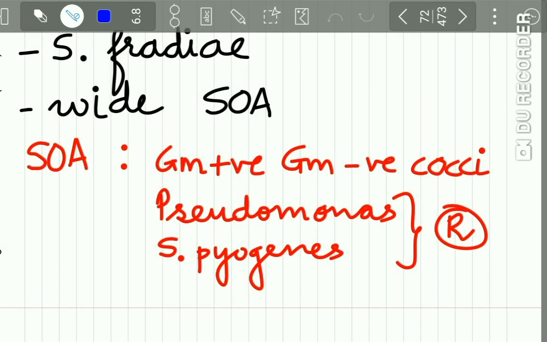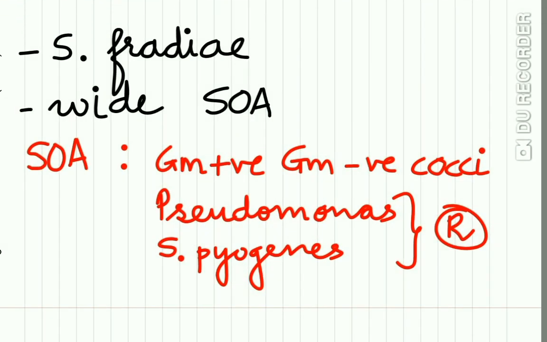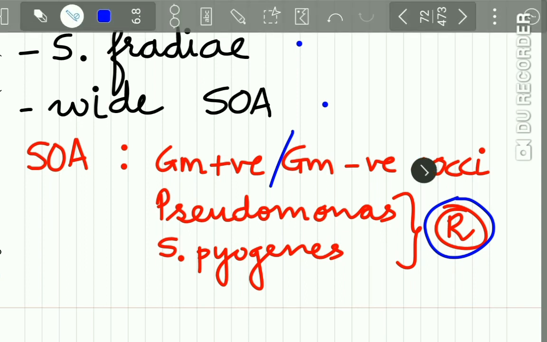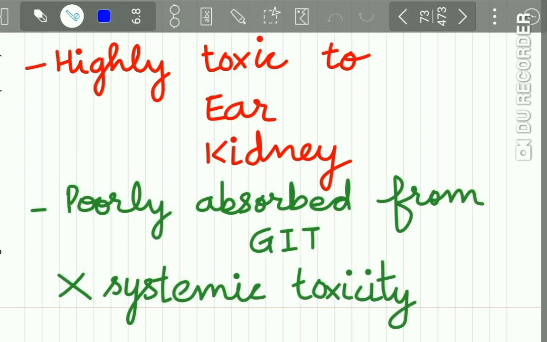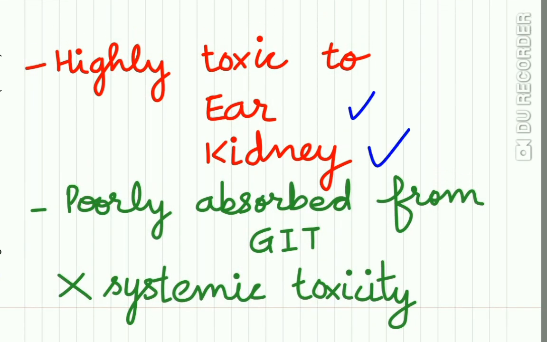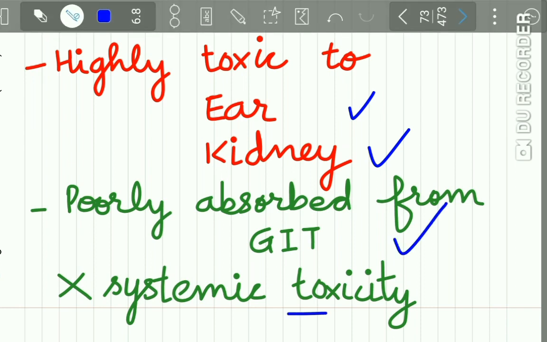Neomycin, obtained from Streptomyces fradiae, has a wide spectrum of activity against all gram-positive and gram-negative cocci. Pseudomonas and anaerobes appear to be resistant to it. Then, it is highly toxic to ear and kidney and it is poorly absorbed from the GIT. It shows no systemic toxicity when used topically.